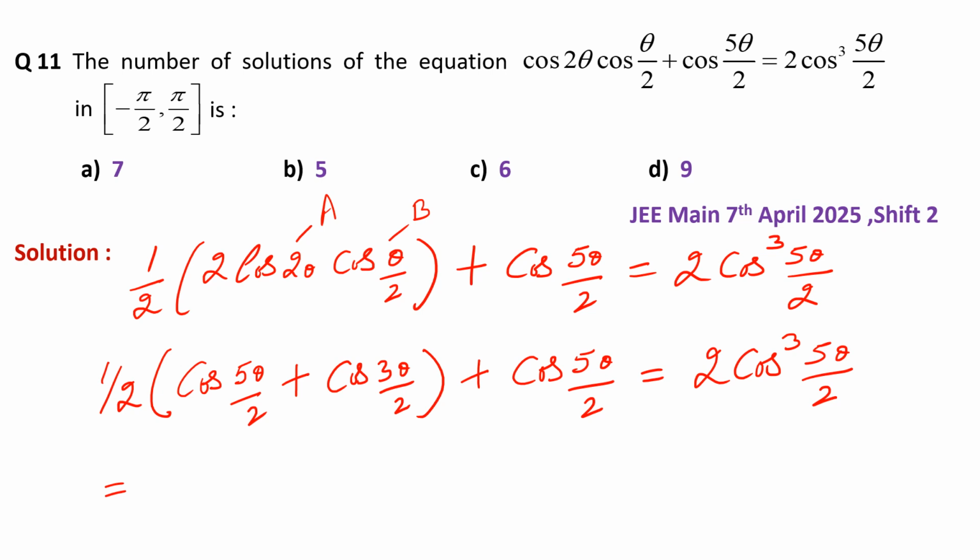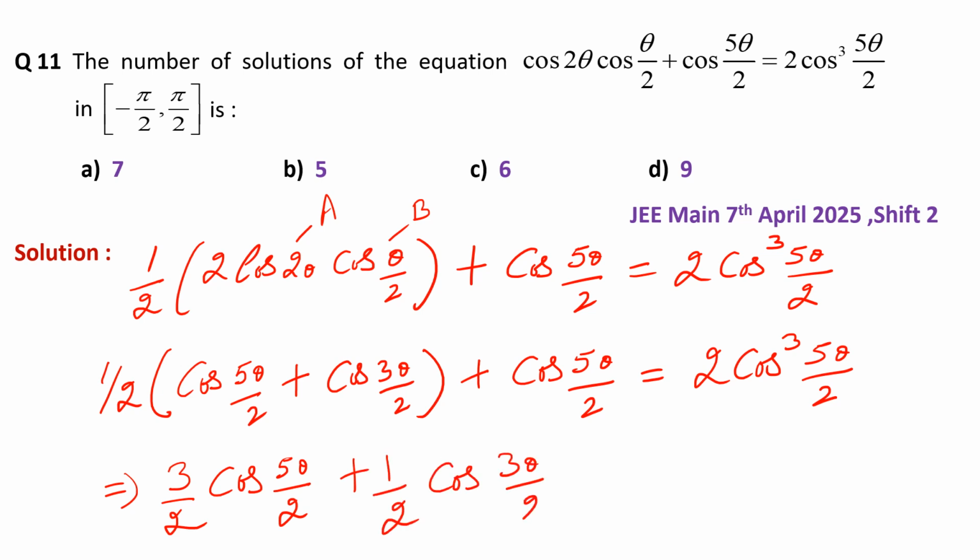Now students, just collect the like terms. It becomes 3 upon 2 into cos of 5 theta by 2 plus 1 upon 2 into cos of 3 theta by 2 equal to 2 cos cube 5 theta by 2. Now students, in order to solve this equation further, just multiply the entire equation by 2.